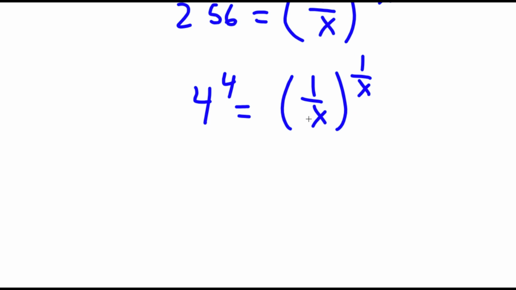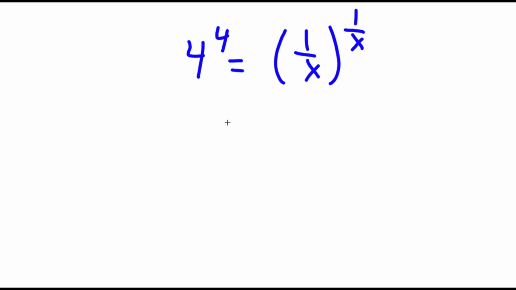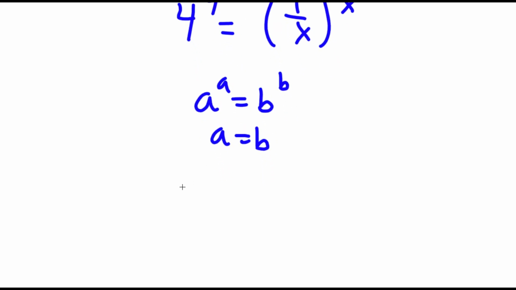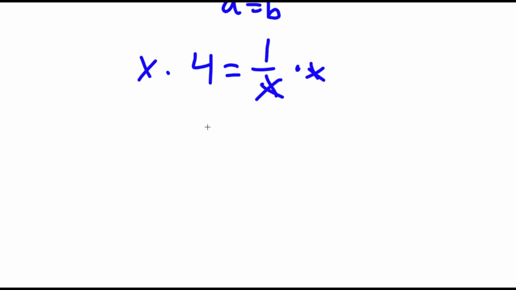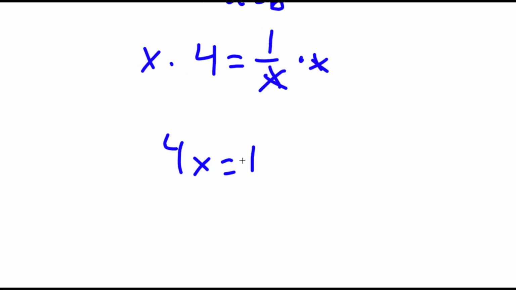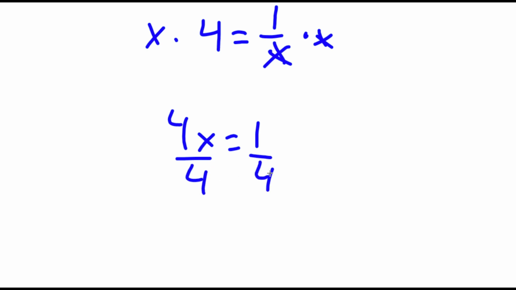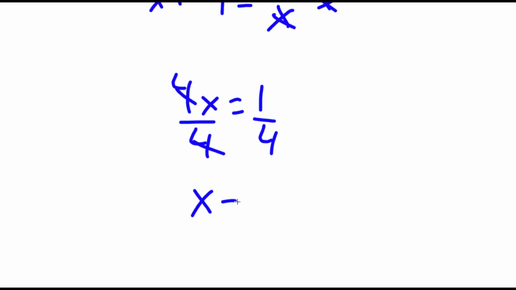Now, if I have something in the form a to the power of a is equal to b to the power b, this means that a is equal to b. So, in this case, 4 is equal to 1 over x. Now, if I multiply both sides by x, these two cancel out, and I get 4x is equal to 1. Now, if I divide both sides by 4, I get x is equal to 1 over 4.